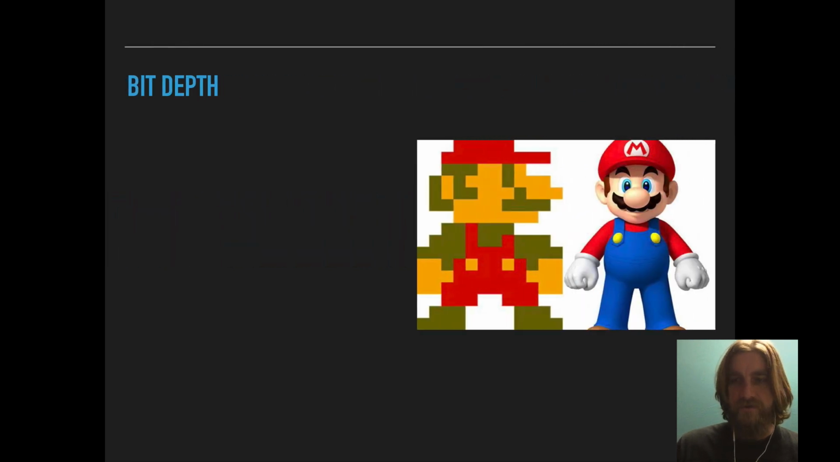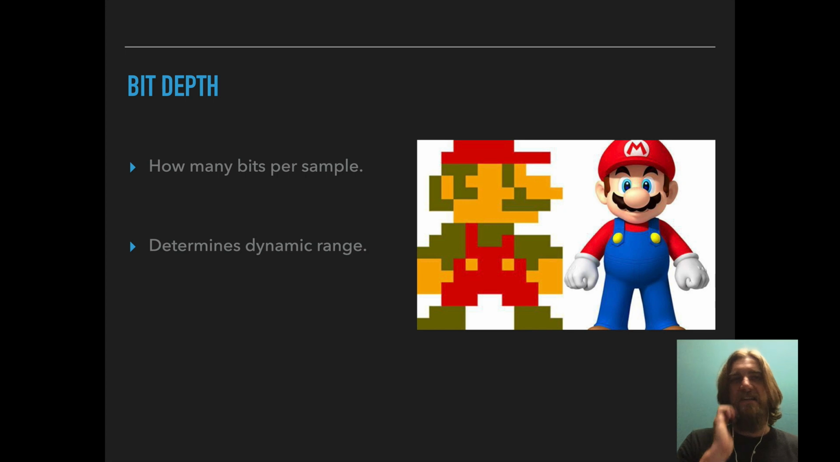All right, moving on from sample rate to bit depth. It's another concept about the digitizing of audio that's important to understand. Bit depth is simply how many bits per sample. So based on your sample rate, how many bits are there going to be? And that allows you to determine dynamic range. The more bits, the more dynamic range you're able to utilize.